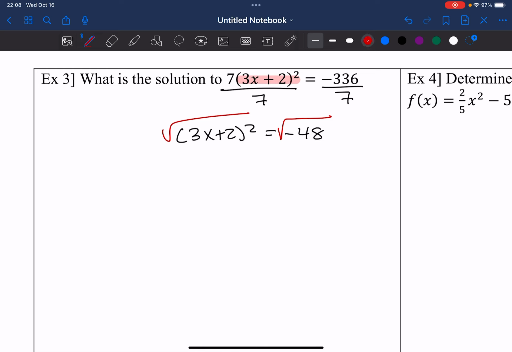So when I do that, I have 3x plus 2 is equal to the square root of negative 48. Okay, so remember that this square root of negative 48 is the same as writing the square root of 48 times the square root of negative 1, which is the same as saying the square root of 48 times i.